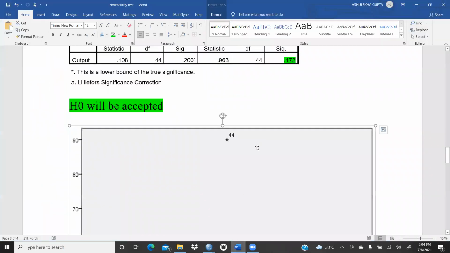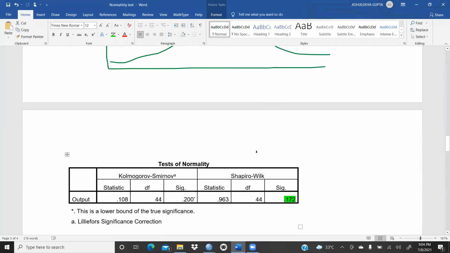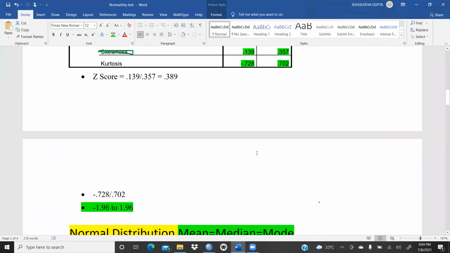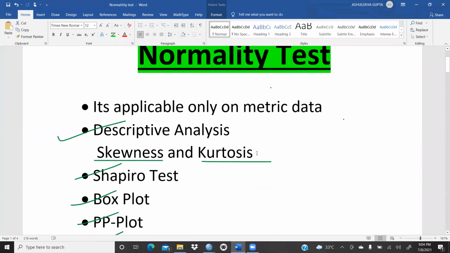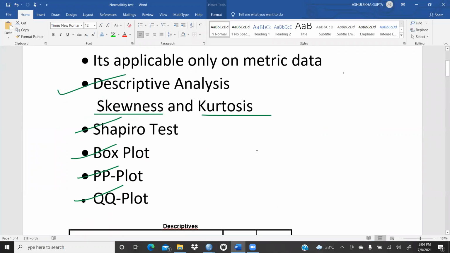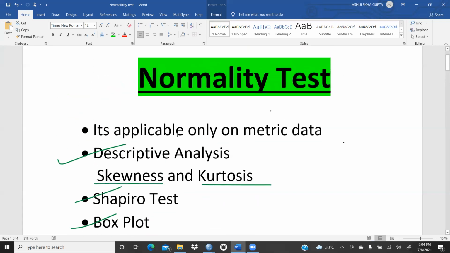So I'm sure this kind of normality check before starting any statistical analysis will be helpful to you. You can use any one of the methods to check your normality. That would be helpful to you. And your data should be normal, then only you should go ahead with any further statistical test.